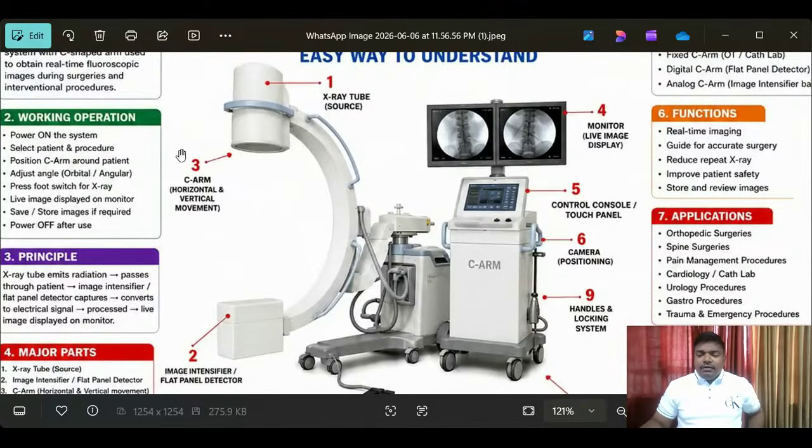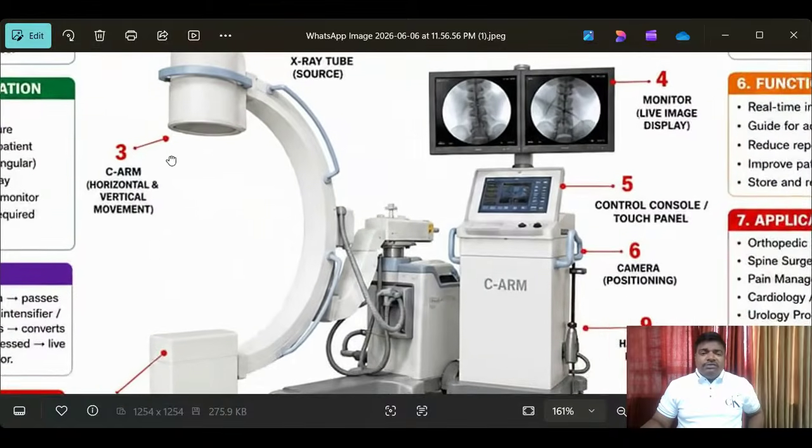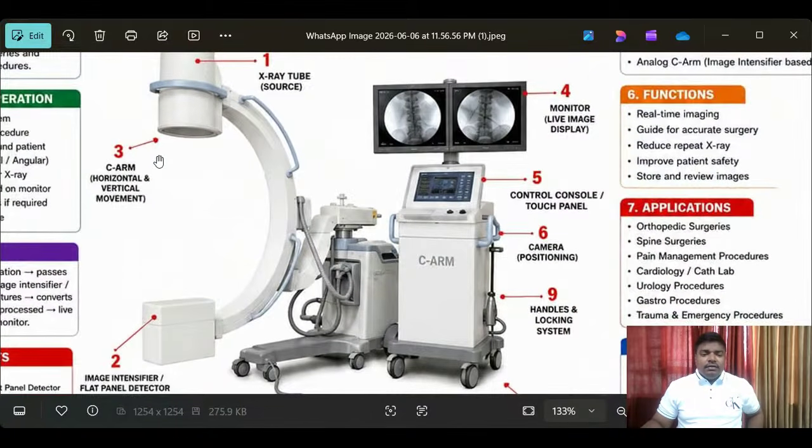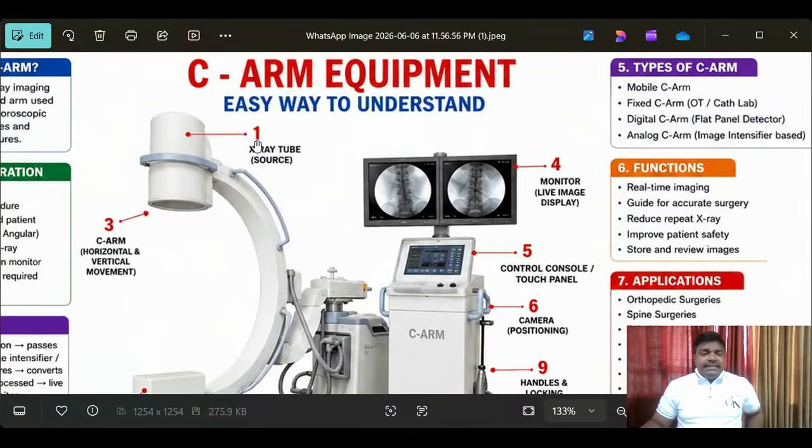Now see here, this is the C arm equipment. I'm going to zoom, then you can see it very clearly. First of all, see very clearly. This is the C arm equipment, an easy way to understand. The main intention here is an easy, simple way to understand. Even for major, critical equipment, if you have concentration and clarity in your mind, you will definitely get a lot of information in the work area. All this information will also give you a good salary in your life.